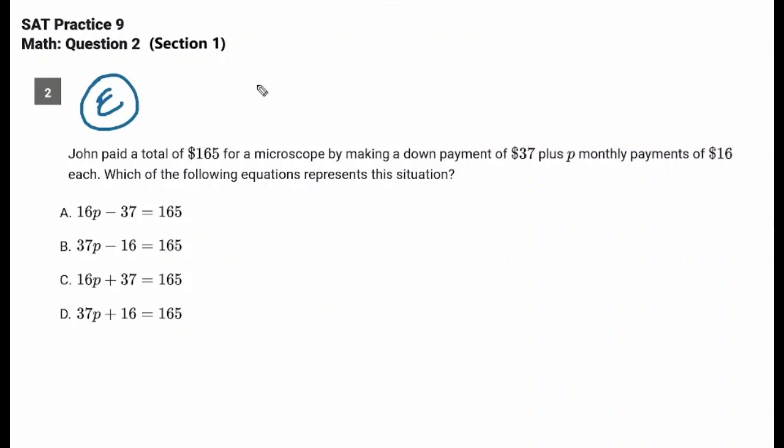So what's the SAT concept here? It's algebra and words. This concept is definitely going to come up on your SAT. It usually will come up in easy questions, but it can come up anywhere. The way to do these is to always deconstruct things. The first thing you want to do is think about the letter and where does it go. P monthly payments of $16.